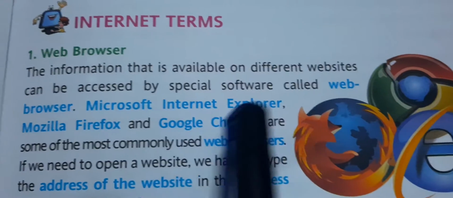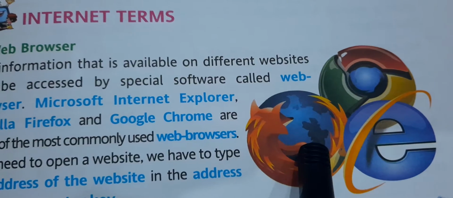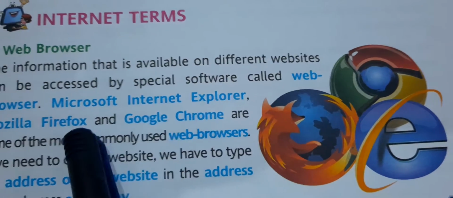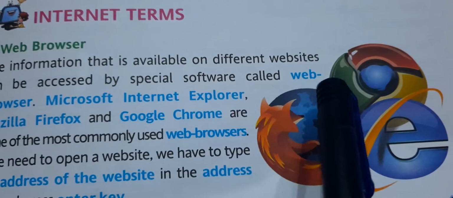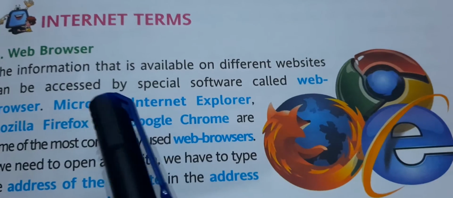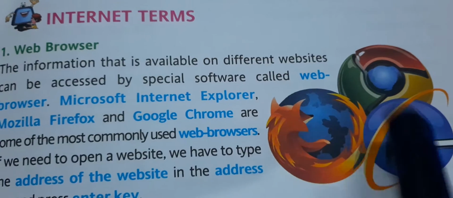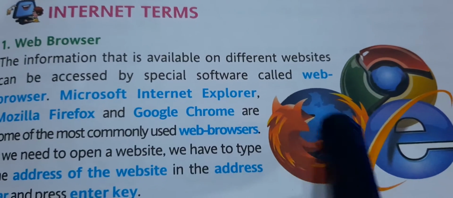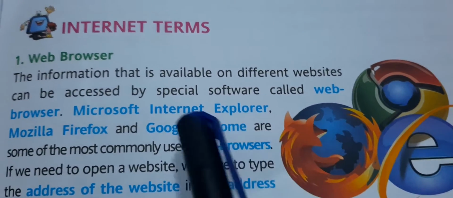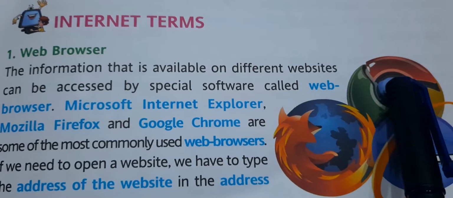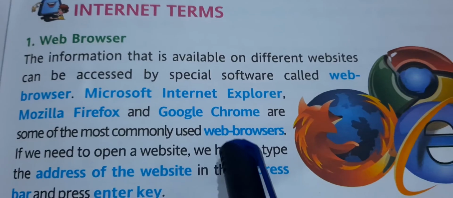And if you notice in your book, here 3 pictures are given. These pictures are basically representing these web browsers. These are the icons on which we click to open these web browsers. So for Microsoft Internet Explorer, this is the symbol in which E is there. Mozilla Firefox, this is the symbol in which a little bit of fire is there along with the picture of a fox. And Google Chrome, this is the symbol for Google Chrome. Okay, so these are the most commonly used web browsers.